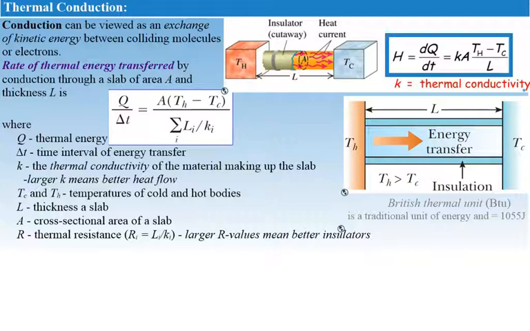It can be like a house. On one side of the house it's hot, and the other side of the house it's cold, or vice versa. And then that is divided by L over K. L is the thickness of the slab, the insulation area, and K is the thermal conductivity of the material making up the slab. So a larger K means better heat flow.